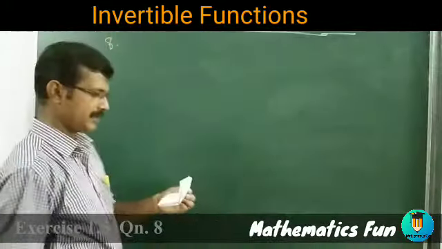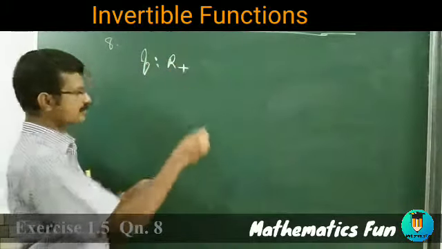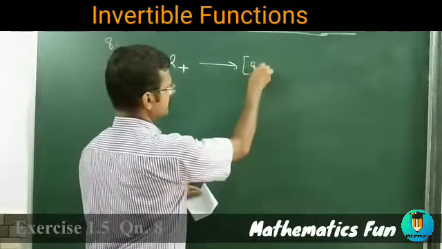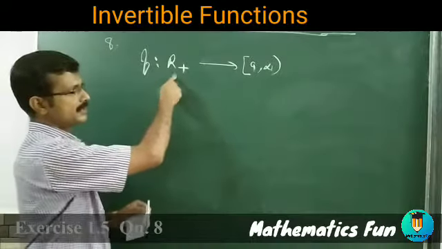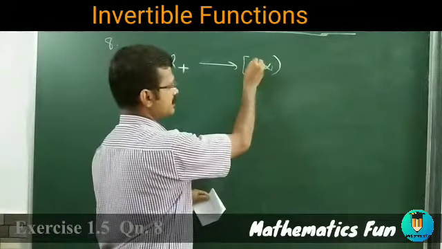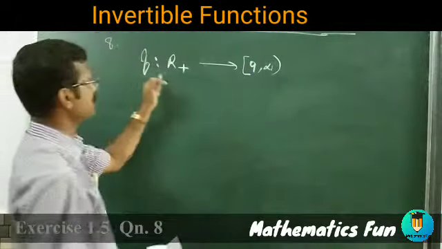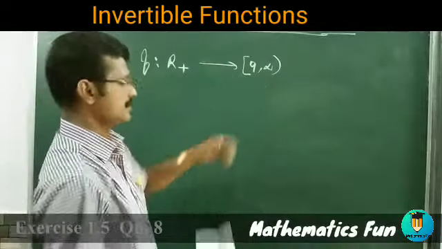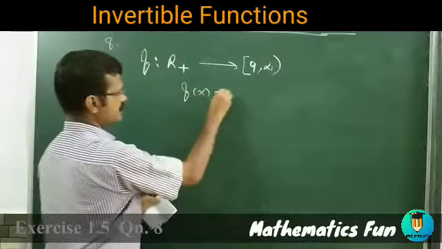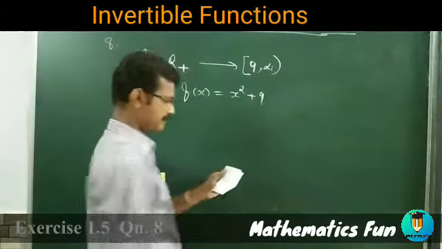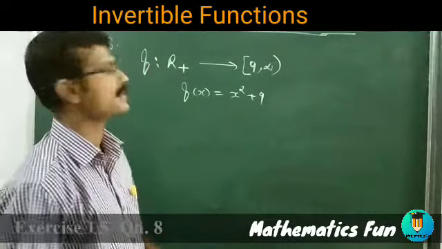Question number 8. Here the function f is defined from R plus to [9, infinity), given in interval form. R plus means the positive real numbers. Here the closed interval 9, that is 9 is included, infinity is excluded. So the function is defined from R plus to this set, given by f(x) = x square plus 9. We have to show that f is invertible, and also find f inverse.